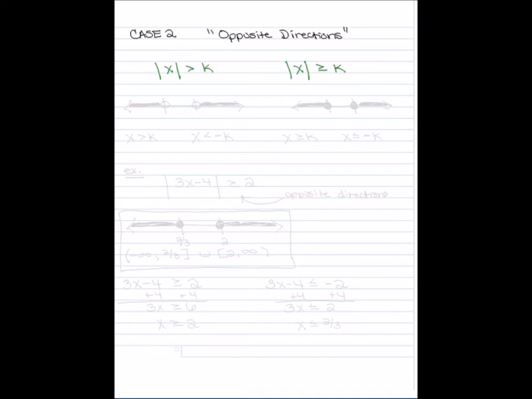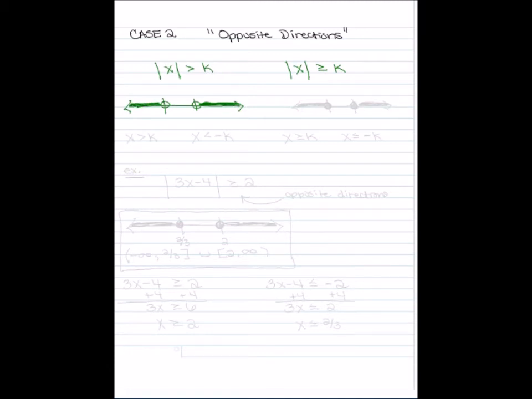So opposite direction means that you're going to have an inequality that's going to be greater than or equal to. So on the paper I have absolute value of x is greater than k. And then I have absolute value of x is greater than or equal to k. Both of these are opposite direction type problems. That means that when I graph them on a number line, I'm not shading in between two numbers, I'm going in opposite directions. So for this first one, I got open circles at each one of my numbers, but instead of shading in between, I'm going to shade in opposite directions.